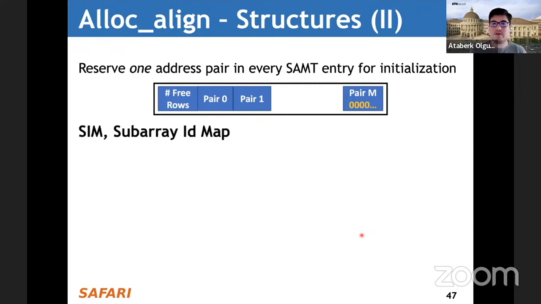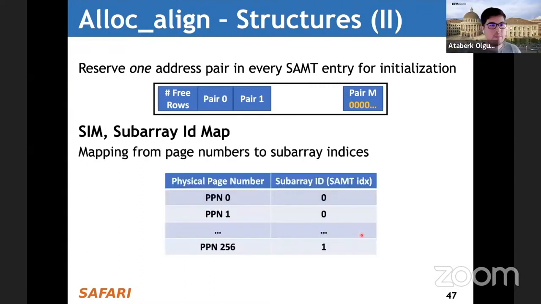The second structure is the subarray ID map. And this essentially maps from page numbers to subarray indices. Here we see how the table looks. We have all the physical page numbers as indices and the corresponding subarray ID, so basically the subarray that this physical address maps to on the table.